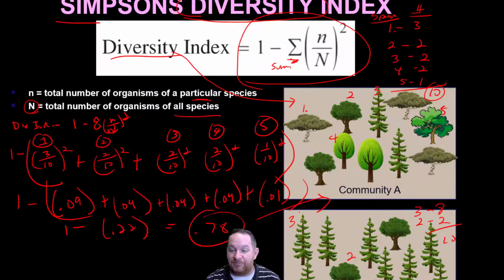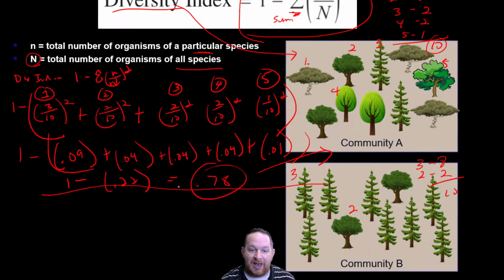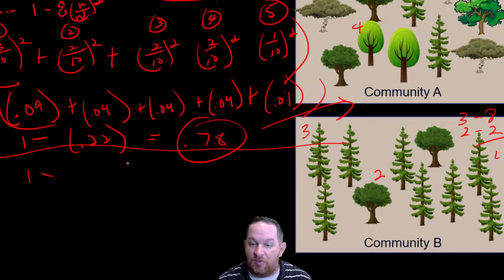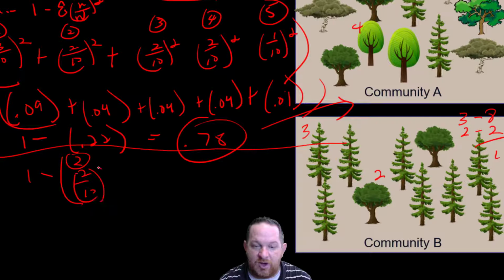All right, so we need to do the same thing for community B. Hopefully it's going to be a little easier. Draw a line. So we're going to say the diversity index is 1 minus the sum of all of these. All right, so let's start. We got species 2 and species 3. So species 2, there are 2 of them. So we're going to say 1 minus 2 over 10 squared plus for species 3, it looks like there's 8 of them, right? So it's 8 over 10 squared.